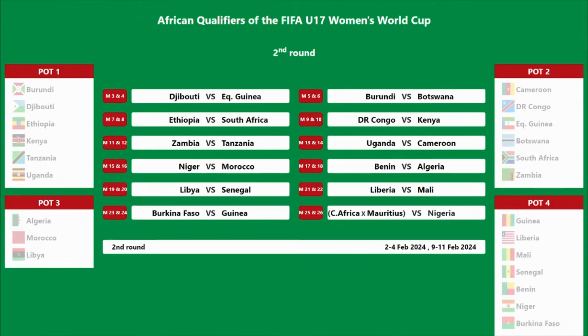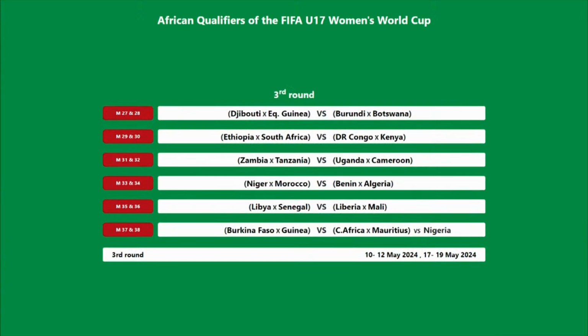As you can see, the matches in front of you. Djibouti will play against Equatorial Guinea, Burundi versus Botswana, Ethiopia versus South Africa, AFD Congo versus Kenya, Zambia, Tanzania, Uganda, Cameroon, Niger, Morocco, Benin, Algeria, Libya, Senegal, Liberia, Mali, Burkina Faso, Guinea, winner of Central Africa, Mauritius versus Nigeria. And the matches will be played first leg 2 to 4 February 2024 and second leg 9 to 11 February 2024.